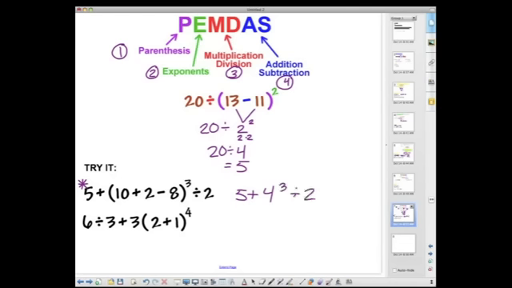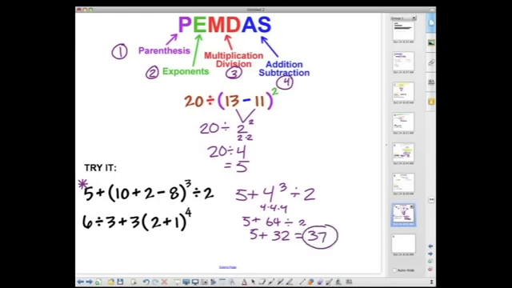4 cubed is 4 times 4 times 4. 4 times 4 is 16. 16 times 4 is 64. So 5 plus 64 divided by 2. Now you need to do the division piece first. So 64 divided by 2 is 32. And then you finish by adding 5 plus 32, and that will give you 37.